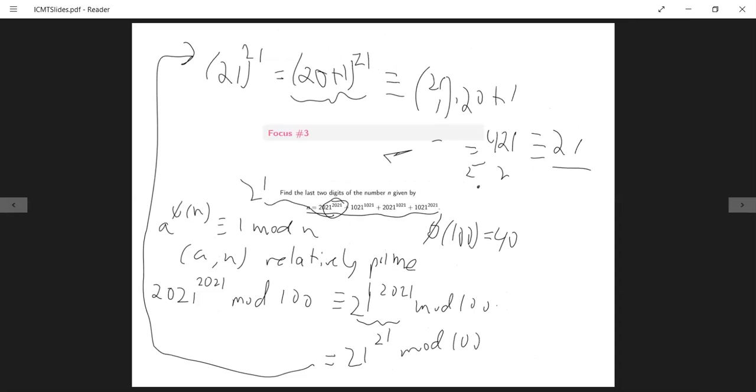Now if we notice, the last two digits of all these other terms will be the same, because for example, look at 1021 to the 1021. The base has a remainder of 21 when divided by 100, and the exponent has a remainder of 21 when divided by 40. So after applying Euler's theorem, all of them boil down to 21 to the 21 mod 100. So each of these four terms has last two digits being 21. So the last two digits of n would just be 4 times 21, or 84.